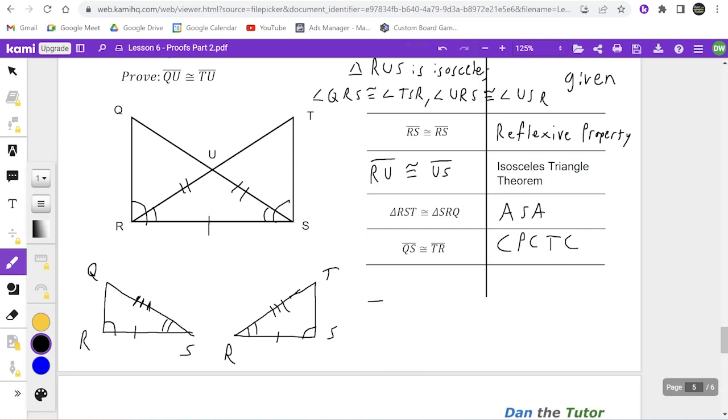And remember, I need to prove... Oh, and by the way, there is a line missing here, so we can add one real quick. But I need to prove that QU is congruent to TU. And remember, the last statement is always your proof statement. So who can tell me what the missing statement is? It probably has something to do with QS and RU and US and TR, because that's the only thing we haven't related yet.